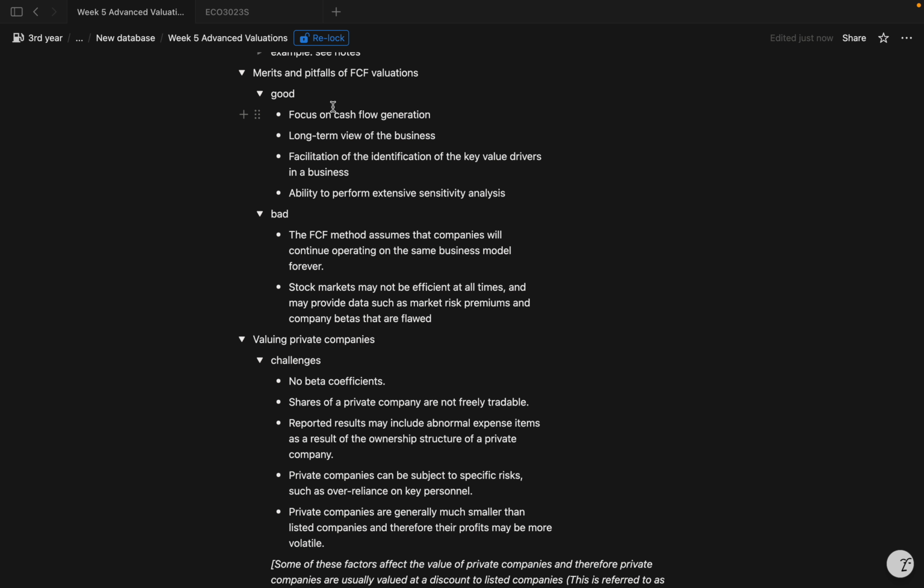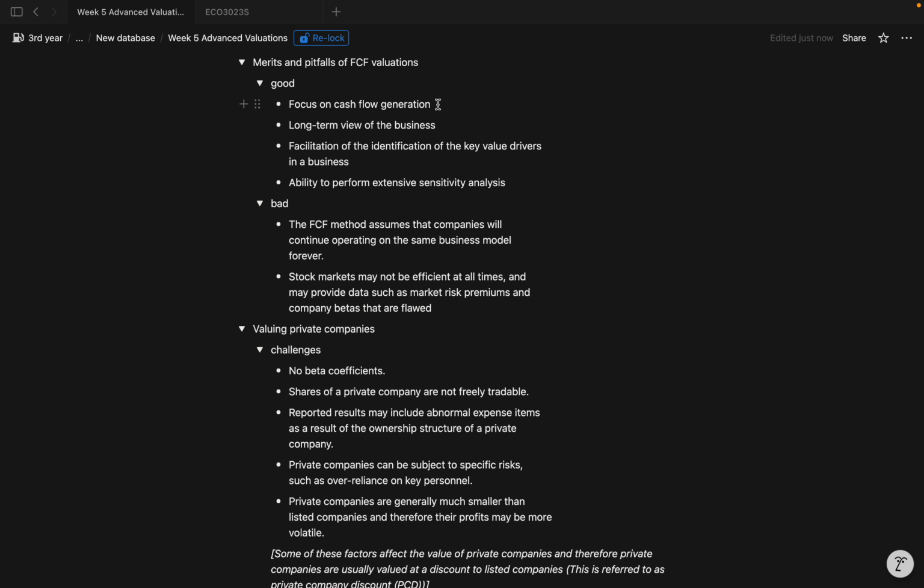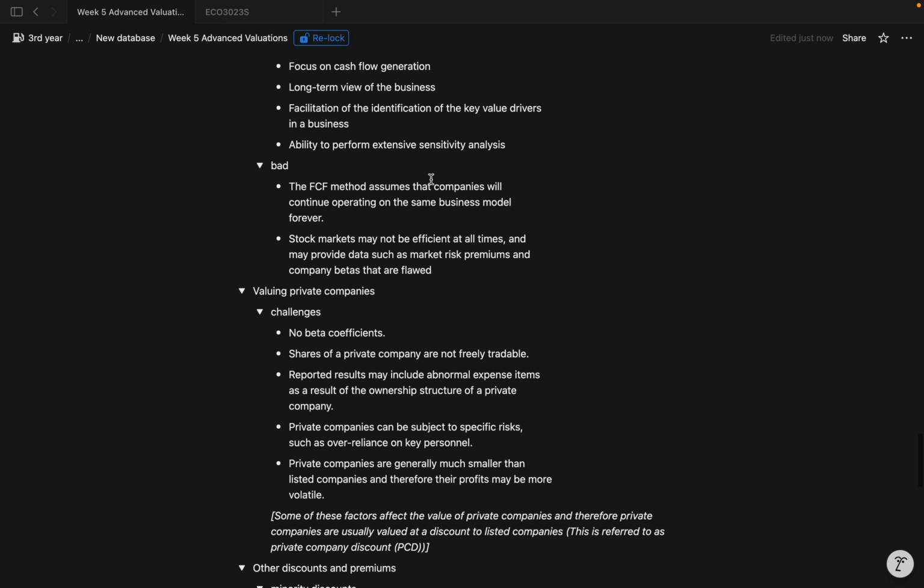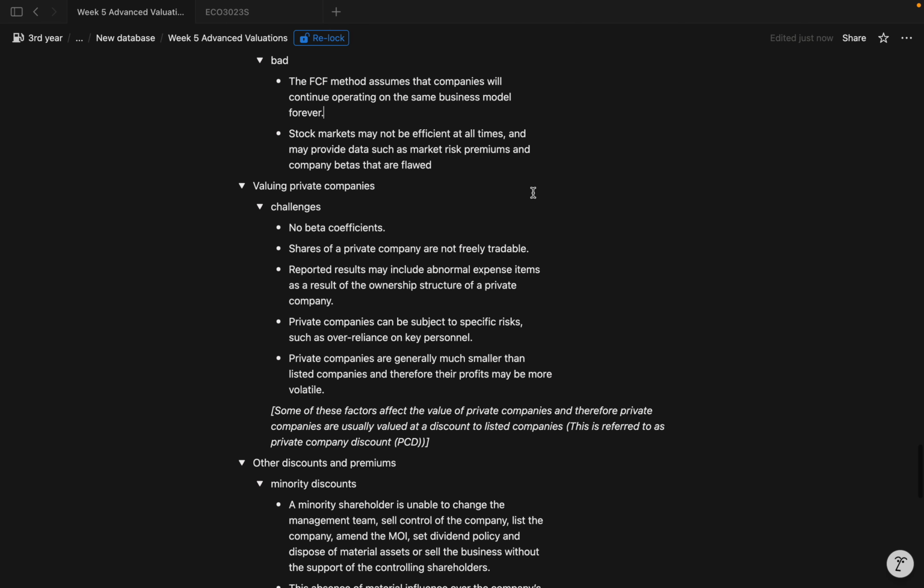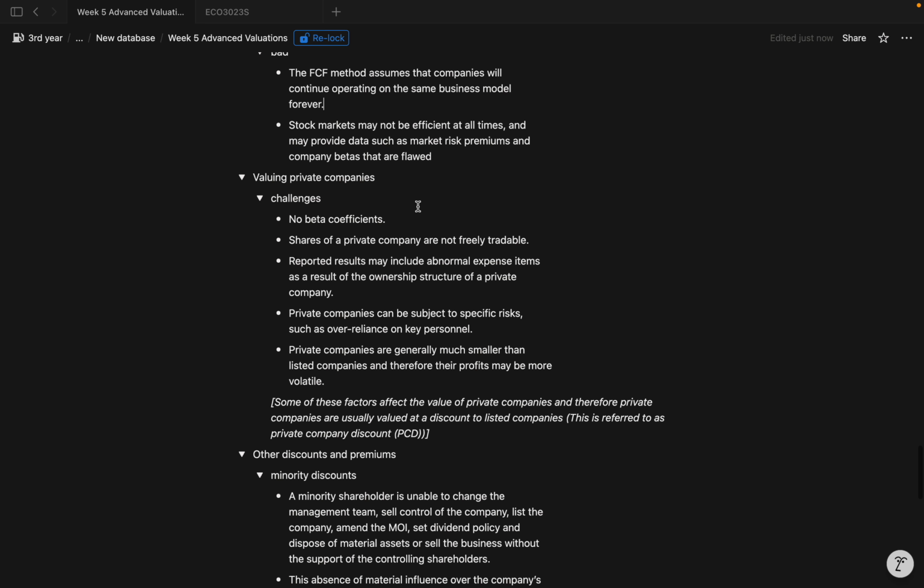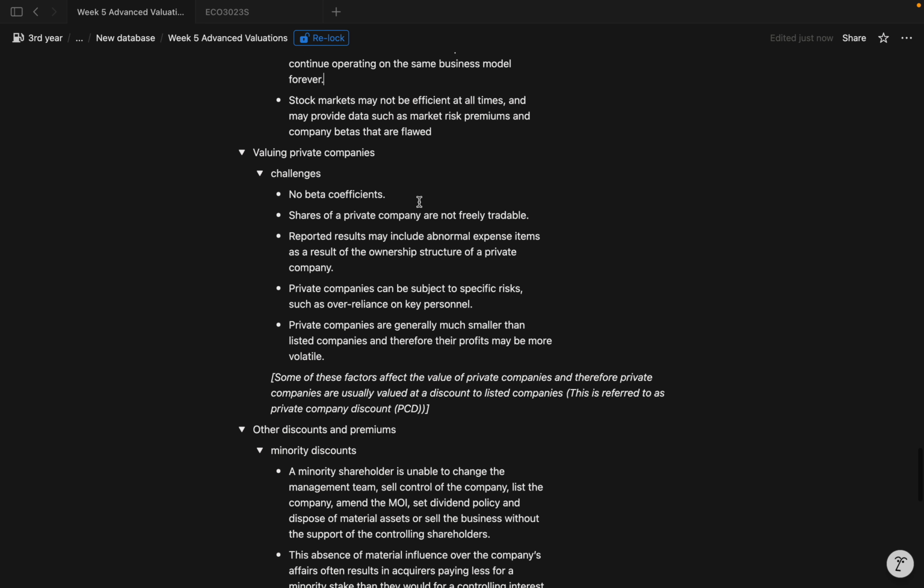So why are free cash flow valuations good? Because we focus on cash flow generation. They have a long-term view of the generation. And we are able to identify the key value drivers in the business. And we can really perform very extensive sensitivity analysis. The problem is it assumes companies continue operating on the same business model forever, and also stock markets may not be efficient at all times. And so data such as market risk premiums and company betas can be flawed, contrary to the efficient market hypothesis.